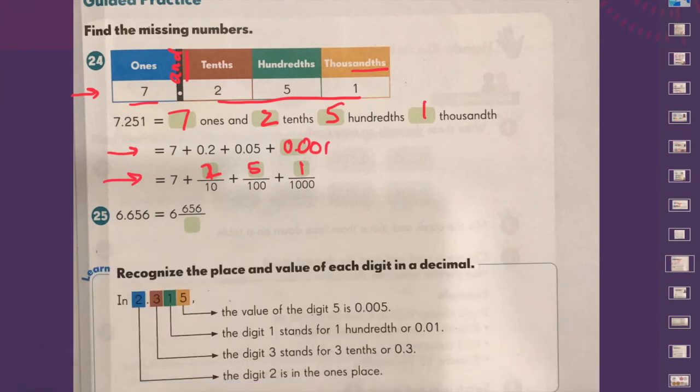And I really like how this also breaks apart the place values for you to easily see the value of each digit. So if we look at the 5, the value of the digit 5 is 5 thousandths, and the value of the digit 1 is 1 hundredth, or 0.01, and the value of the 3 is 3 tenths, or 0.3, and the value of the 2 is 2 because it is in the ones place. And you can see that the decimal point separates the ones place from the tenths.